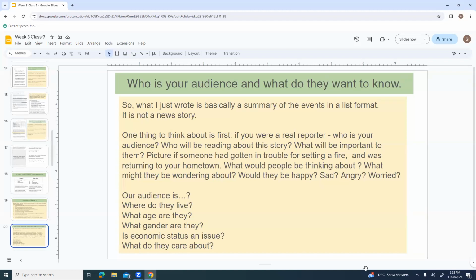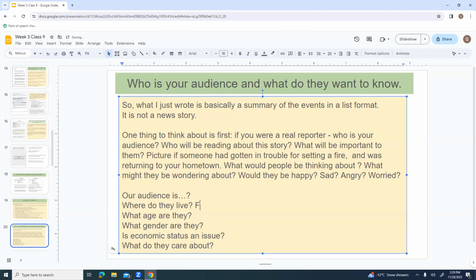Picture if someone had gotten in trouble for setting a fire and was returning to your hometown. What would the people around you be thinking about? What might they be wondering about? Would they be happy, sad, angry, worried? So our audience is who? Where do they live? Well, I mean, probably Green Star Lake, right?